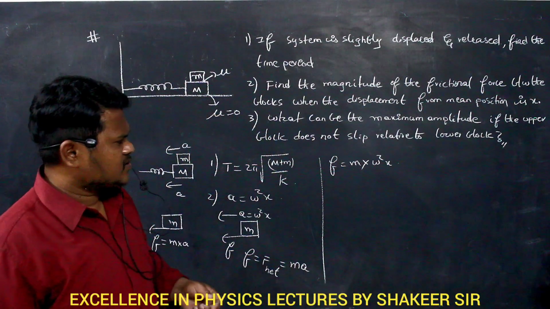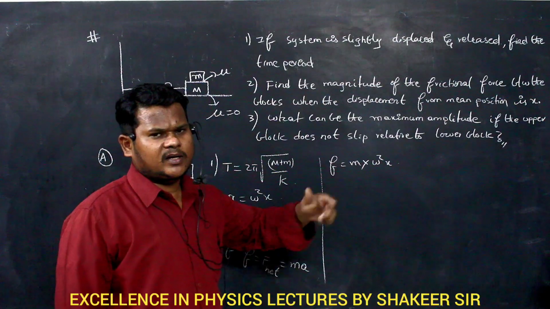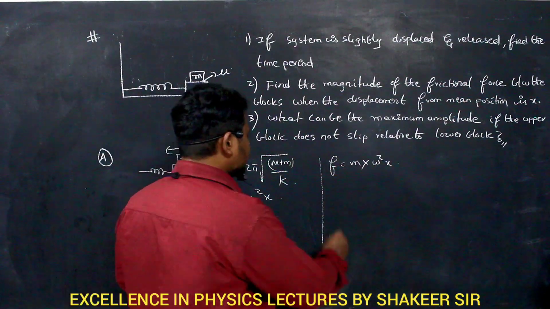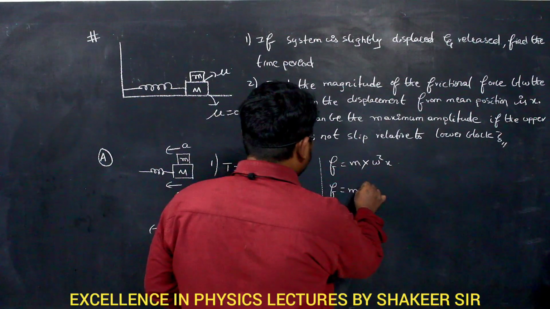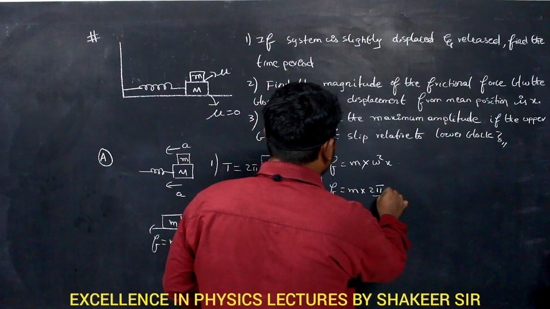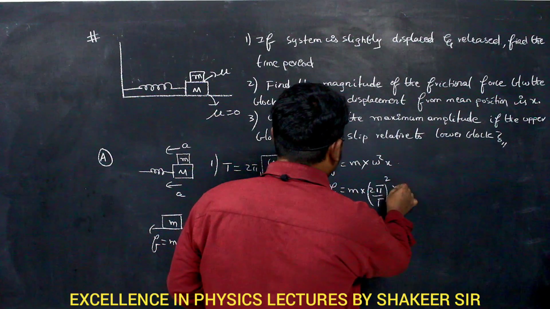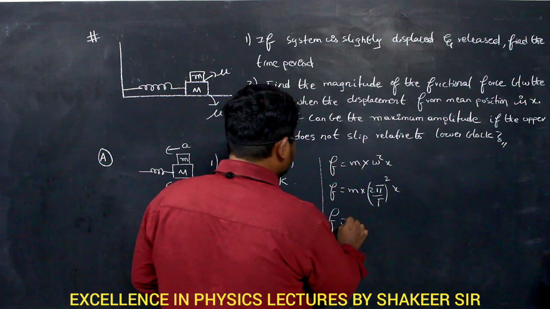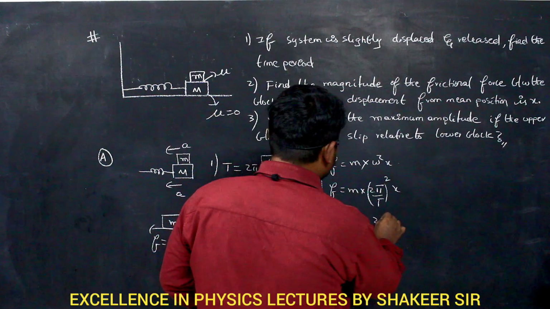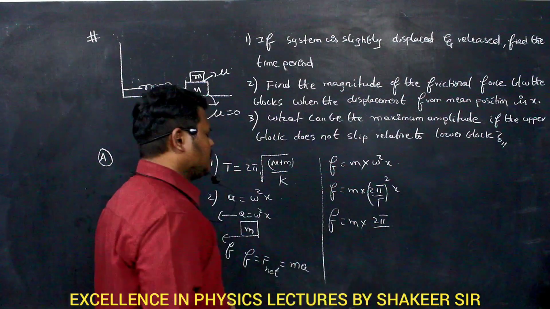Now, omega value is not given. So instead of omega I can write 2 pi by capital T. Therefore F is equal to m into (2 pi by capital T) whole squared multiplied by x. So F is equal to m into 2 pi divided by T. And what is the time period?